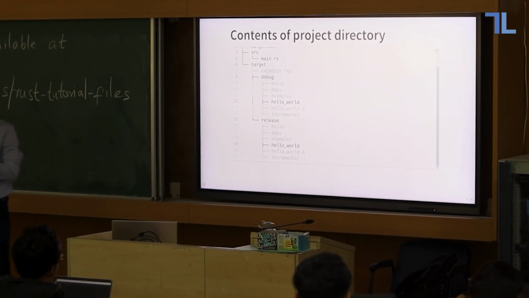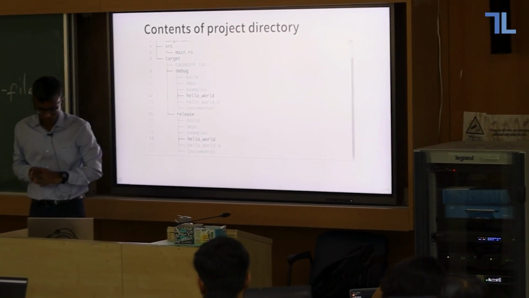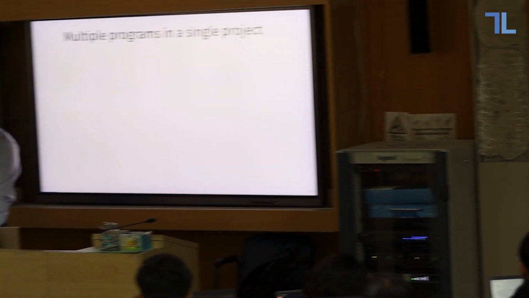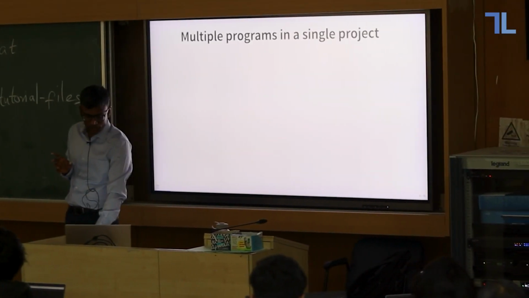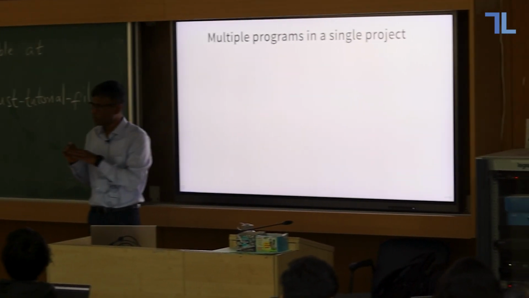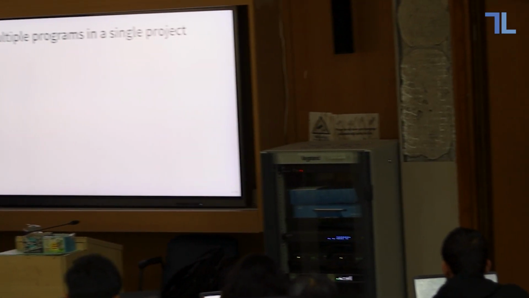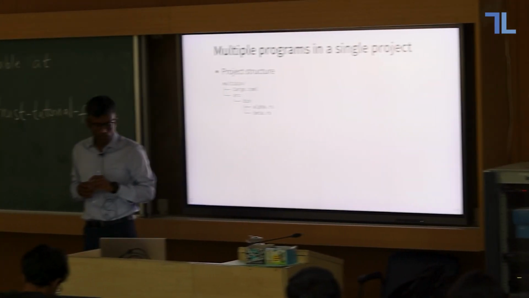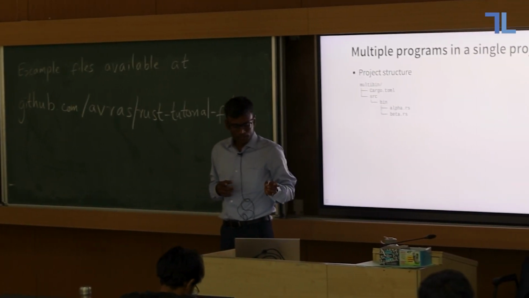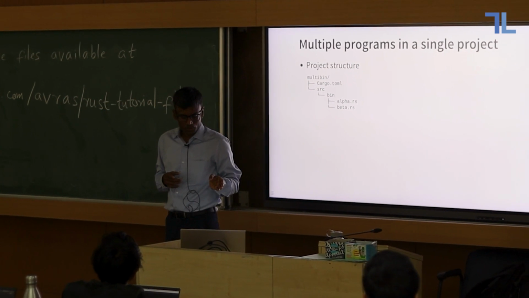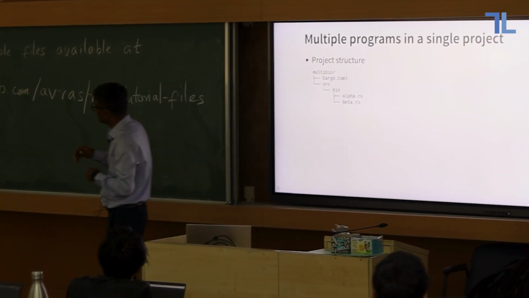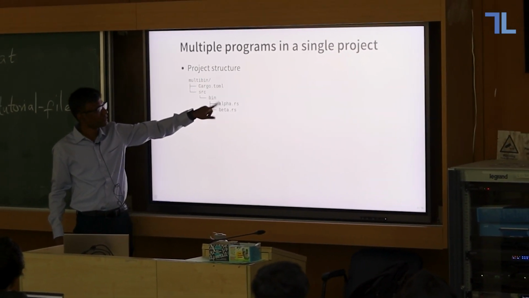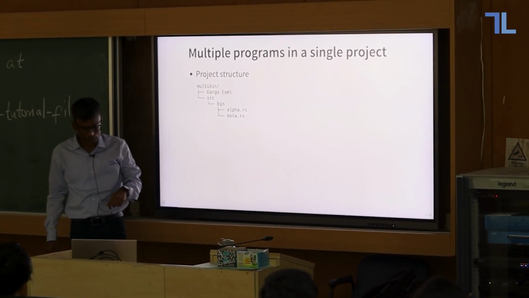Cargo is a built-in package manager and build system for Rust. Now you can have multiple programs in a single project. The one I showed you had only a single binary, but you can have multiple programs, and the project structure will look like this. You will have a single Cargo.toml file, and then there is a src. Now instead of main.rs being in src, you put it under bin. In bin you can put multiple files, but each of these files should have a main function.